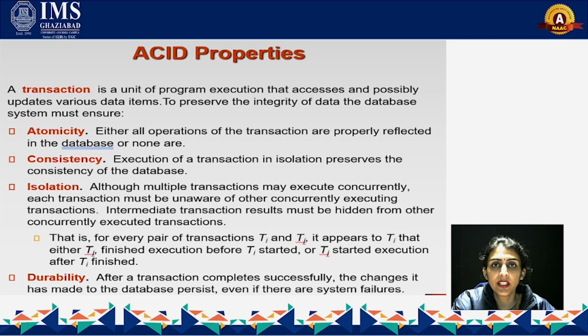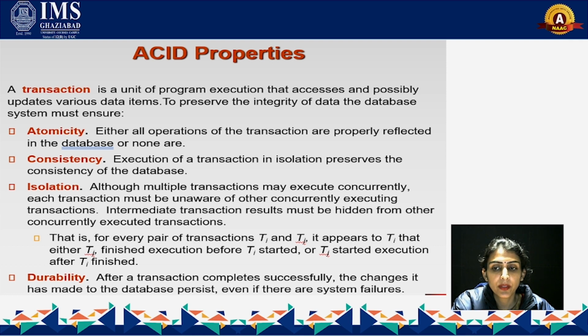Now, there are the ACID properties of a transaction. ACID means A stands for atomicity, C is for consistency, I is for isolation, and D is for durability. A transaction is a unit of program execution that accesses and possibly updates various data items in the database. To preserve the integrity of the data, the database must ensure, first, atomicity, that is, either all the operations are properly reflected in the database or none of them are. Then consistency should be maintained, that is, execution of a transaction in isolation preserves the consistency of the database.